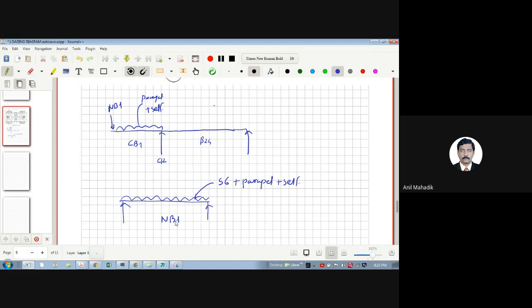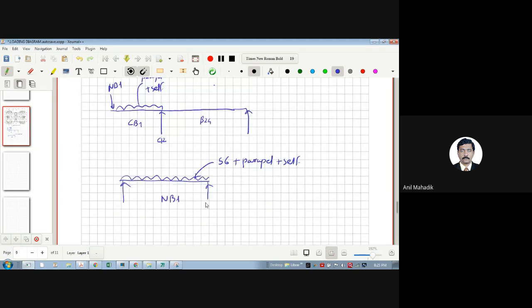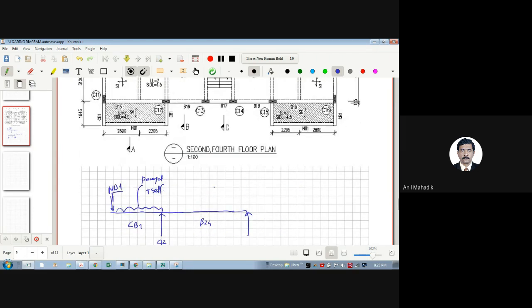All of you know that the NB1 is resting on this CB1. So this is my support CB1. Again, this is my support CB1. So whatever shear force will come from this loading diagram, you will transfer that shear force here as shear from NB1. Here you can put that number. So this is your loading diagram for cantilever beams. I hope you got all this in general.